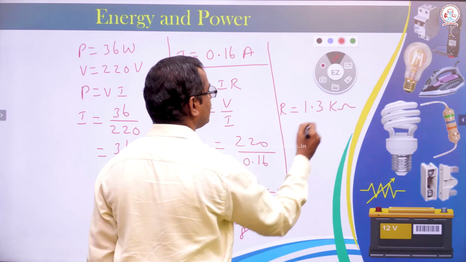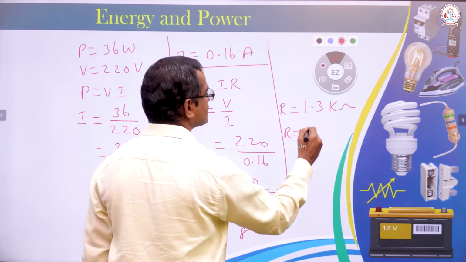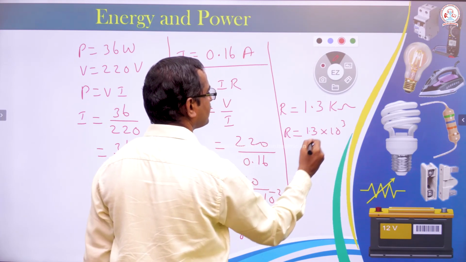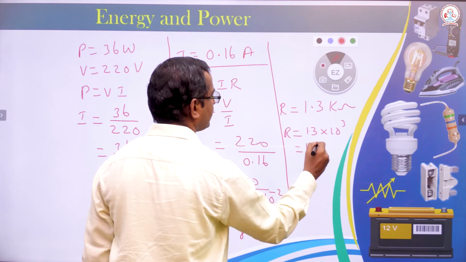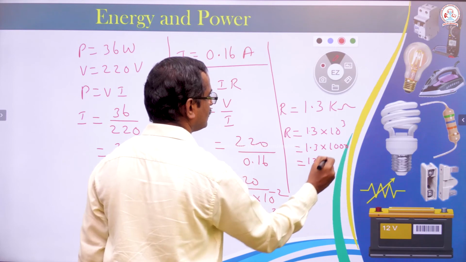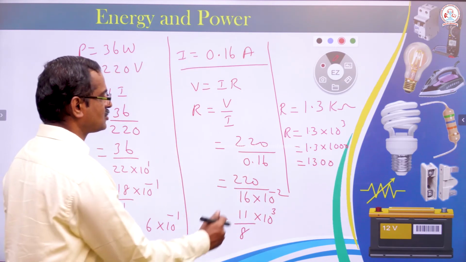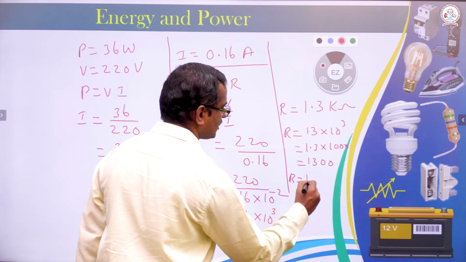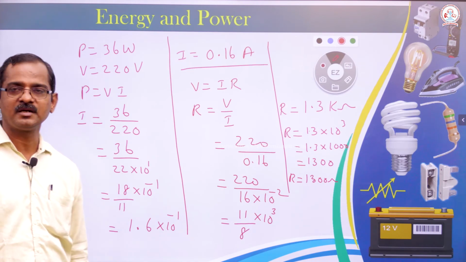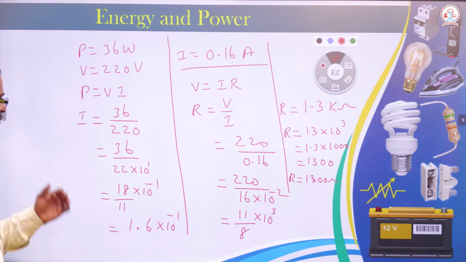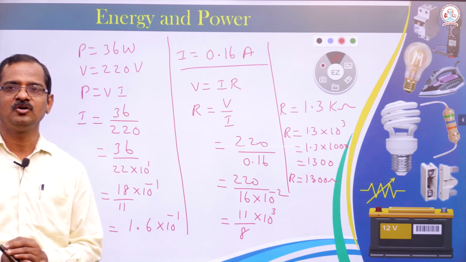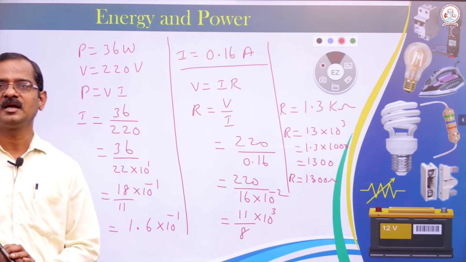1.3 kilo ohm. Kilo is 10 power 3, so you can write it as 1.3 into 1000, which is equal to 1300. Then the resistance of the bulb is equal to 1300 ohm. So for a bulb, we can calculate how much current it can draw, and what will be the resistance of the bulb, all that can be calculated.